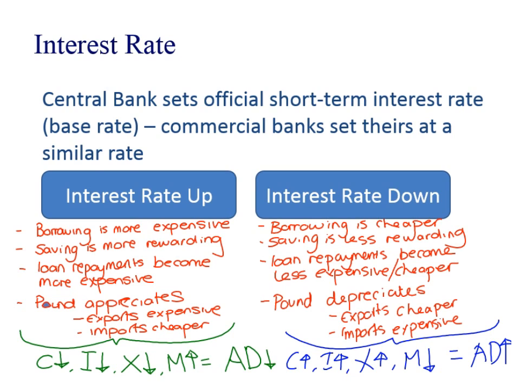So if the interest rate increases, borrowing becomes more expensive, because the interest rate is the cost of borrowing. Saving becomes more rewarding. If you already have a loan or a mortgage, those repayments become more expensive, and it also causes the pound to appreciate, remember, with hot money flowing into the country. So exports appear more expensive and imports cheaper, which means consumer spending, investment and exports decrease, whereas imports increase, which causes aggregate demand to decrease. If interest rates are reduced, the opposite would happen.